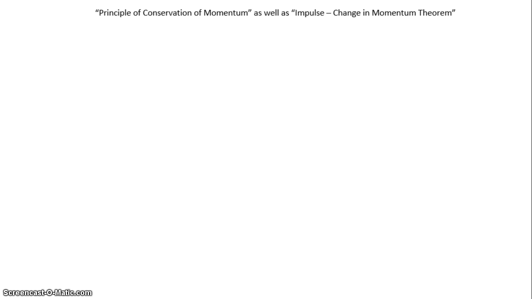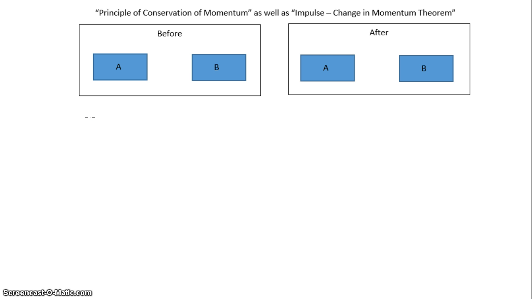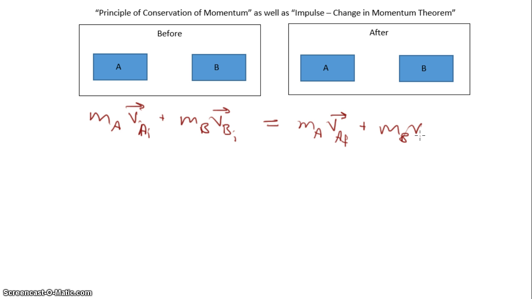What's interesting, or at least I think it's interesting, it works for this. Here we go. Mass A VA initial plus mass B VB initial equals mass A VA final plus mass B VB final. And beyond just working, it actually looks, to me at least, like the picture, right?